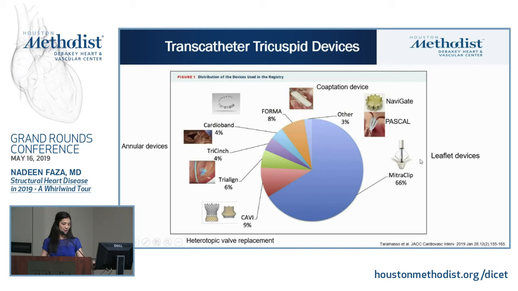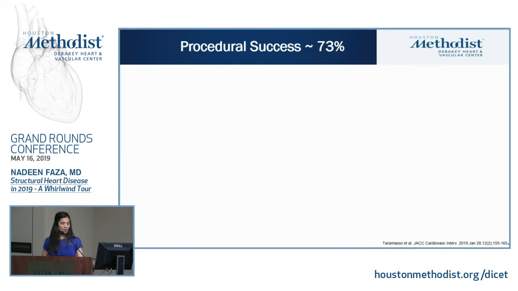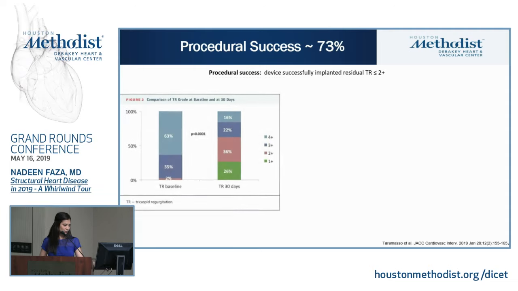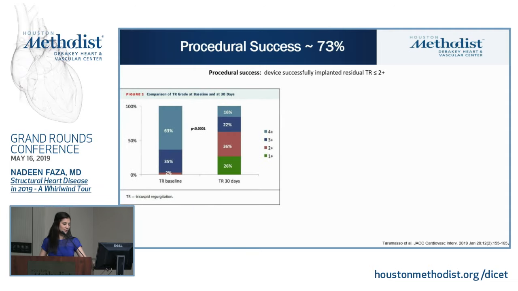The MitraClip device was used in the majority of cases, and it works the same way as it does for the mitral position, approximating the leaflets together. This was used in 66% of patients. The procedural success was 73%, and this was defined as residual TR of less than or equal to 2+. There was a significant reduction in TR, as you can see, at 30 days.